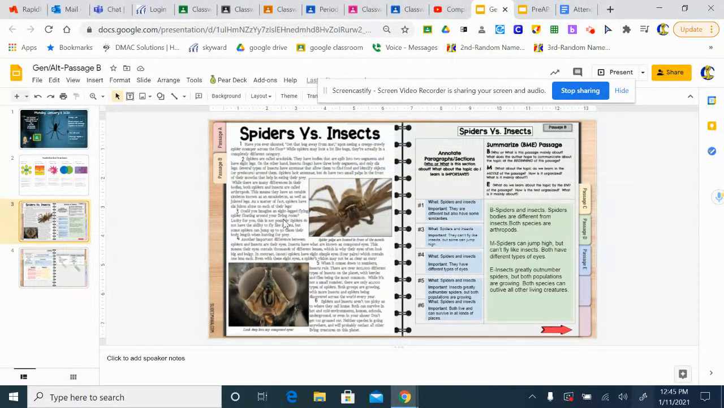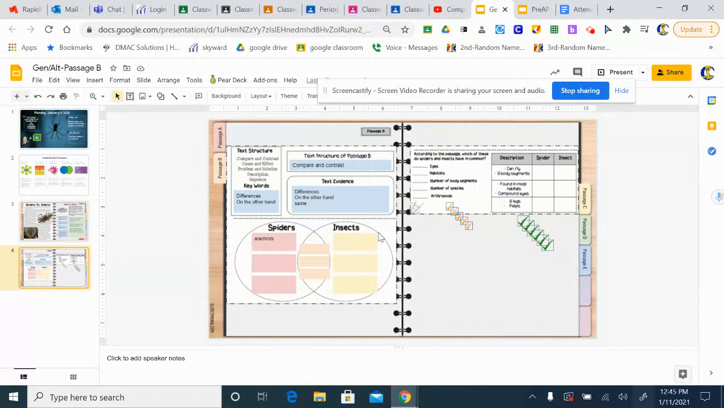Okay, another difference. Okay, it says, look here, on the other hand, insects have three body segments and only six legs. Several types of insects have antennae that allow them to find food. Okay, spiders lack antennas. So this is something that the insects have that the spiders do not. Okay, so that would be another difference for insects, the antenna. Antennae is what insects have, but spiders do not.